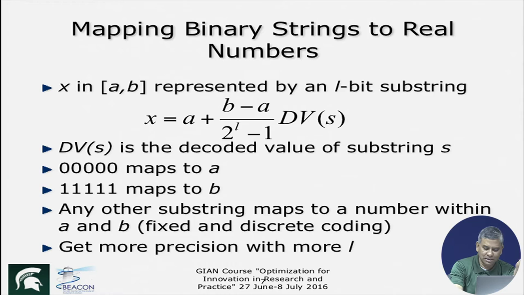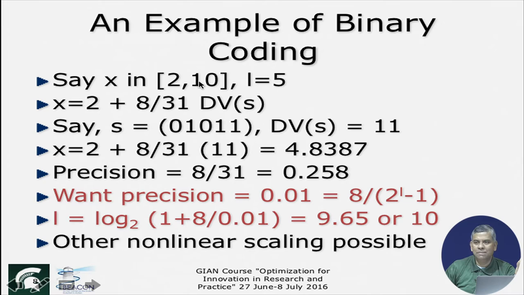Say X goes between 2 to 10. That's my lower and upper bound. I have decided to use 5 bits. So that's the information I was giving you. 10 minus 2, 8, divided by 2 to the 5 minus 1, 31. So 8 by 31 times. That's the mapping. Here I'm showing you, if you have an arbitrary string whose decoded value is 11, because 1 plus 2, 3, 3 plus 8, 11, and I substitute 11 here, I get the value of 4.8387. So this string actually represents this real number in my decision space. So I've got a precision. That means if I go to the next one, it is going to be an addition of 0.258, because that is just this quantity.